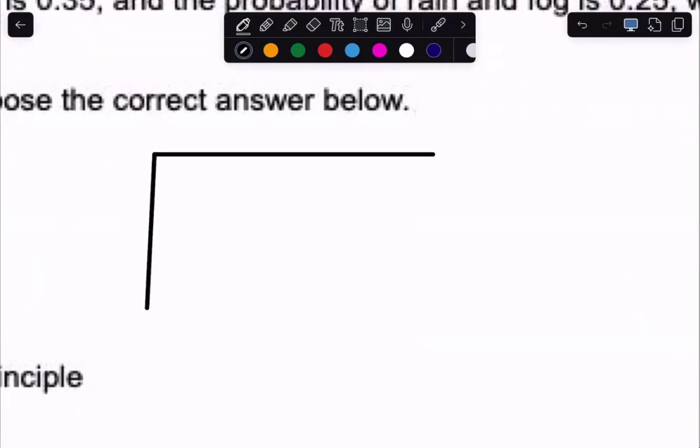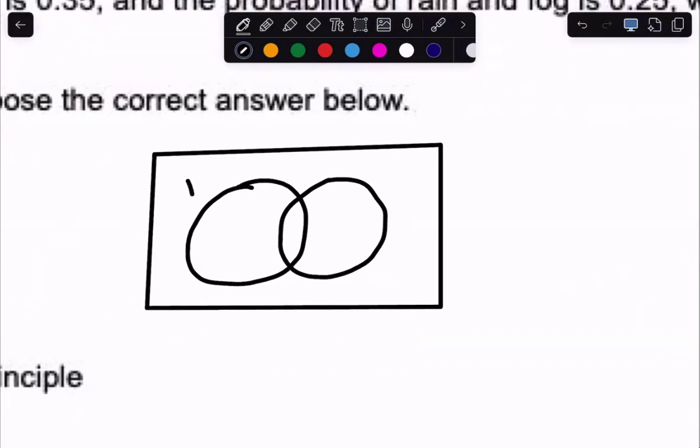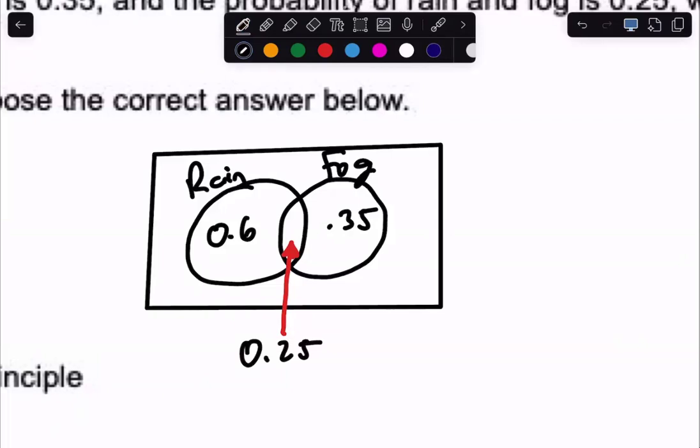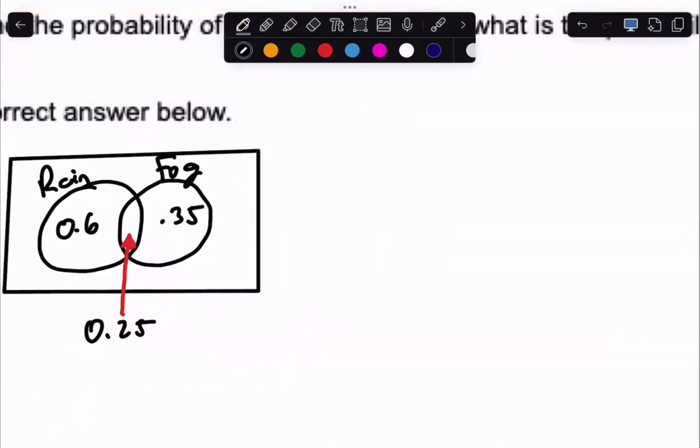So if you draw a picture, we're going to draw a diagram, right? You've all been used to the Venn diagram. It's pretty much exactly the same thing. So the probability of rain is 0.6. The probability of fog is 0.35. And the probability of it being rain and fog is 0.25. Now, it's an or, so luckily you already have the formula for it.